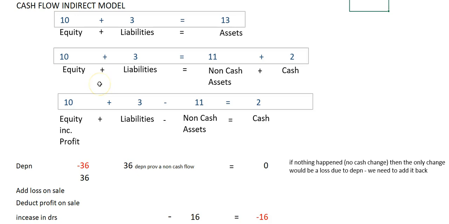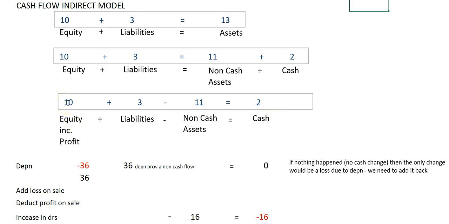For the cash flow indirect approach, we split our asset side into non-cash assets and cash. And that I've done here, so I've given just a number 11 for non-cash assets, and then cash is 2. We then take our non-cash assets to the other side in order to leave cash on the right-hand side.